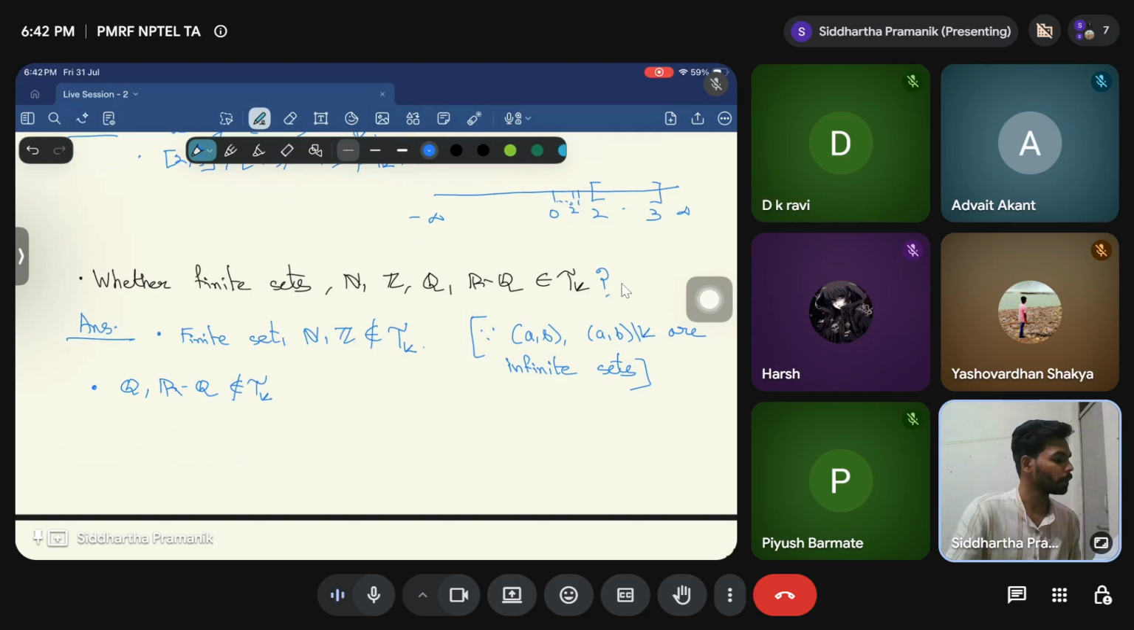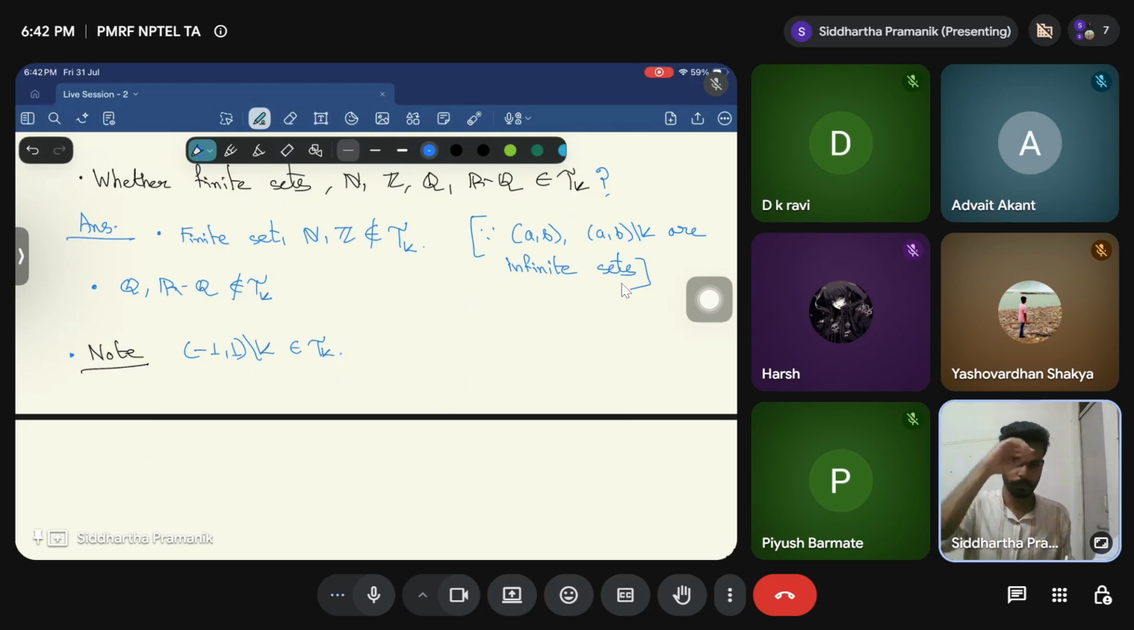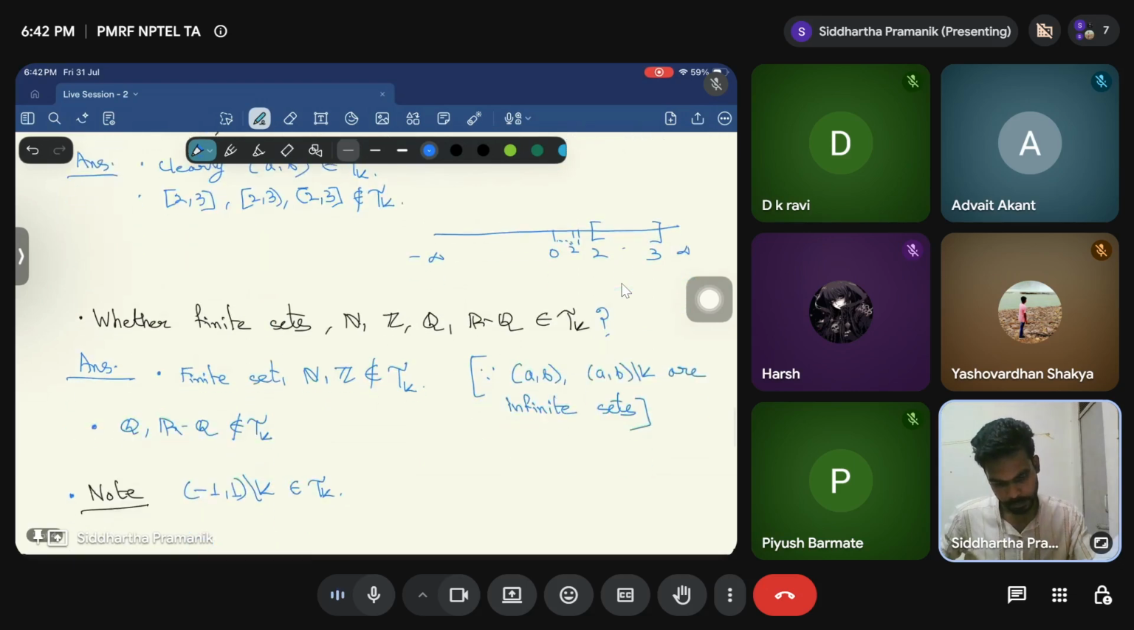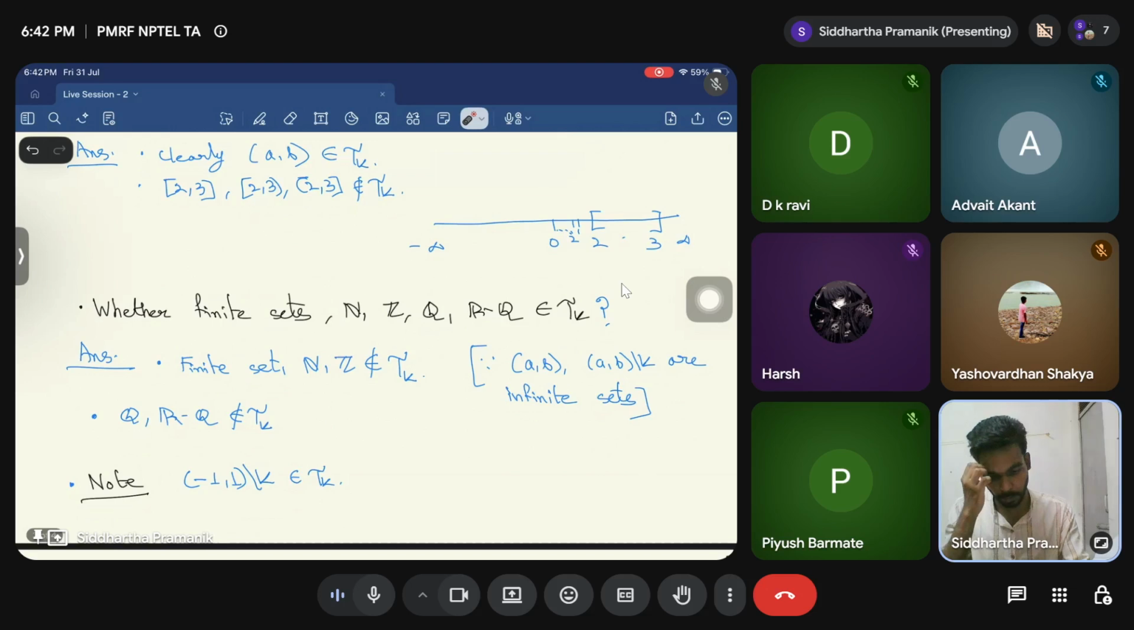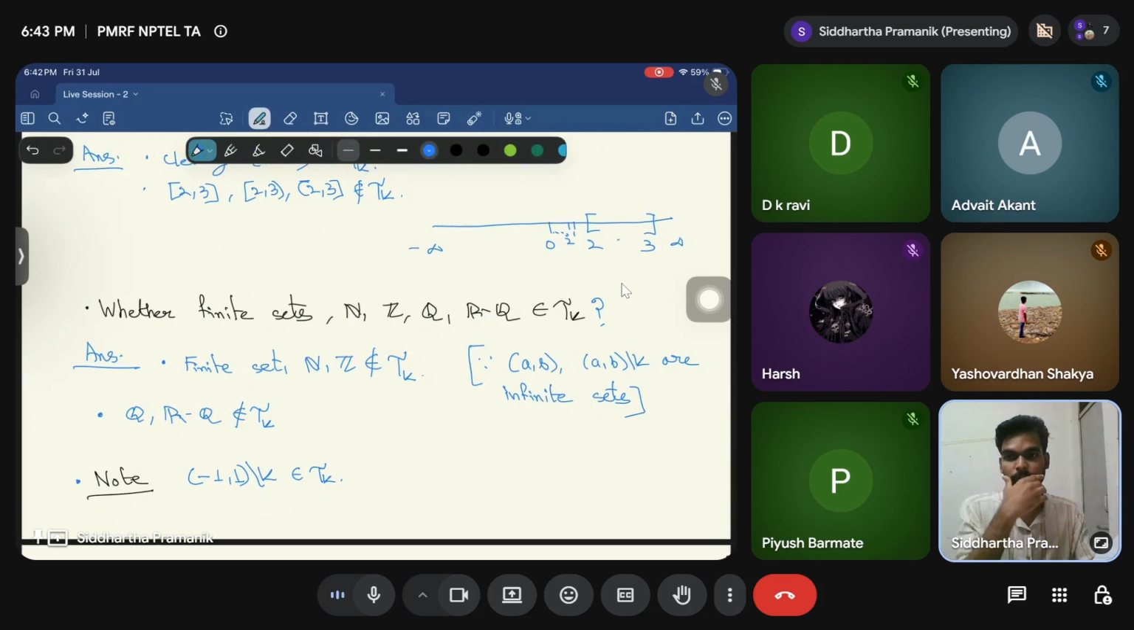But what kind of set does it contain? One important set it contains, you have to realize that. See, if you take this open interval and subtract k, then by definition this is inside tau k. So this is an element of tau k. This will be important for us. Okay, any questions so far?